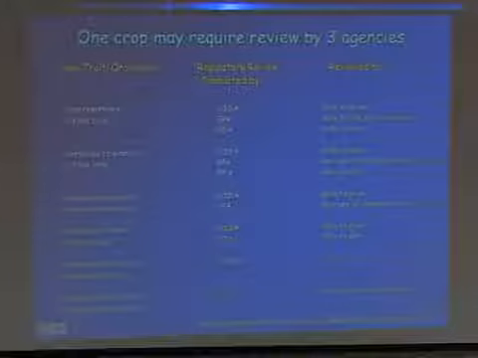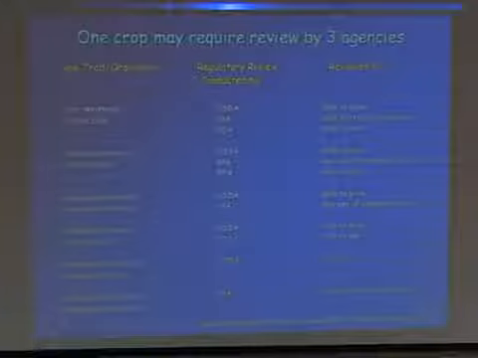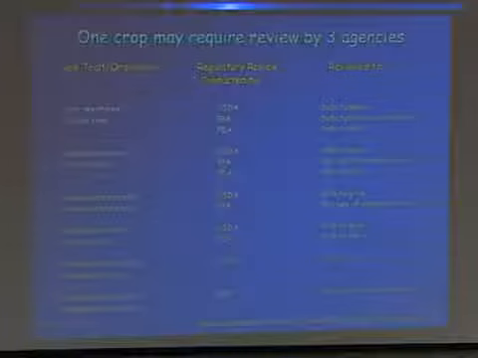And here is the problem: many applications actually have to be examined and approved by three different agencies. In the example I gave you, it took a couple of years to get through this process from the time they started. And it makes it extremely expensive. So that's essentially the structure today.